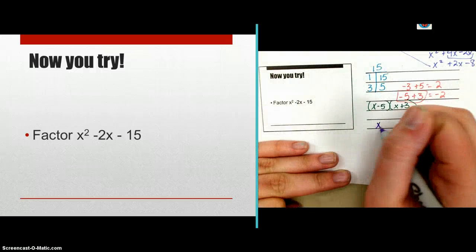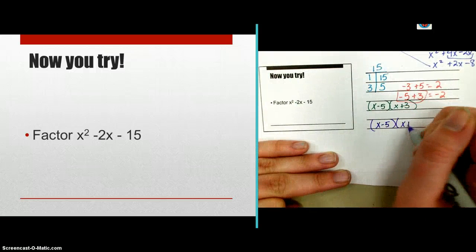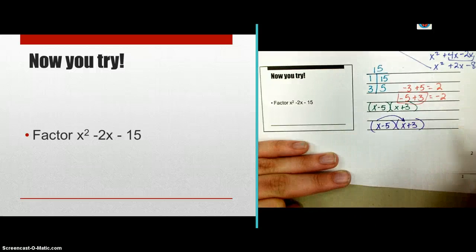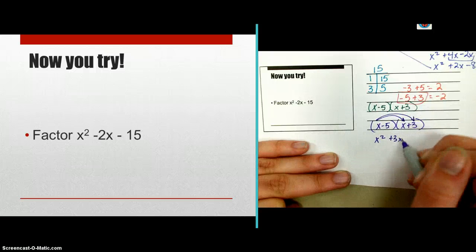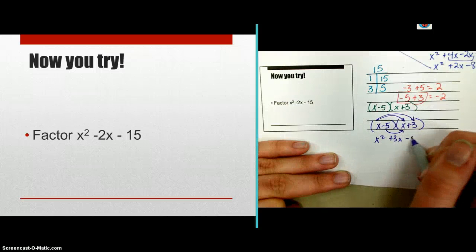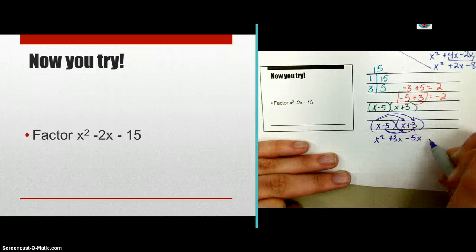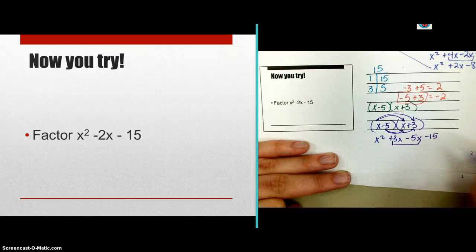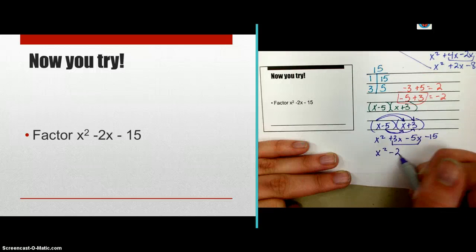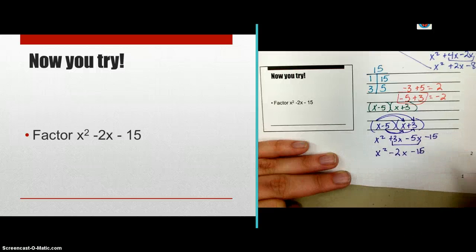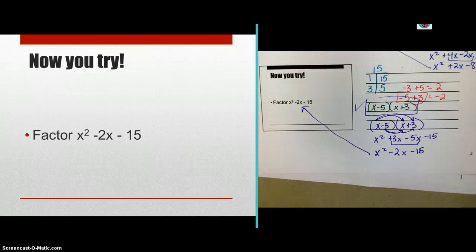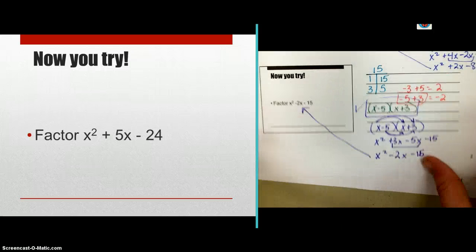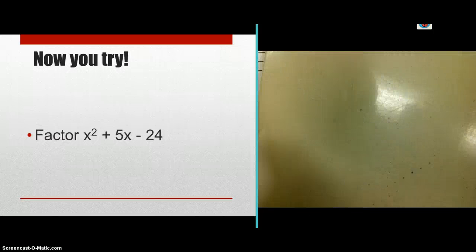So I have x minus 5 times x plus 3. X times x gives me x squared. X times 3 gives me 3x. Negative 5 times x gives me negative 5x. And negative 5 times 3 gives me negative 15. I'm going to combine my like terms. X squared minus 2x minus 15. And this is indeed my original. So my factors that I got are correct. Right? You try this one as well.